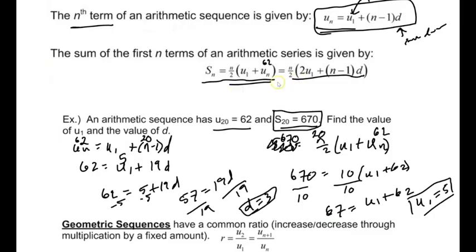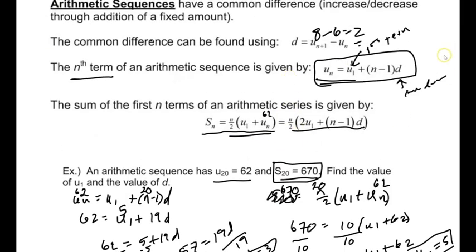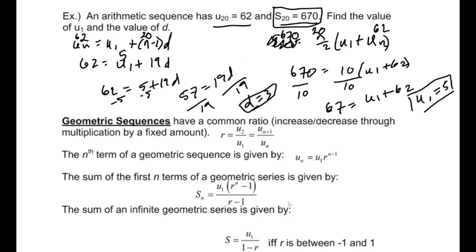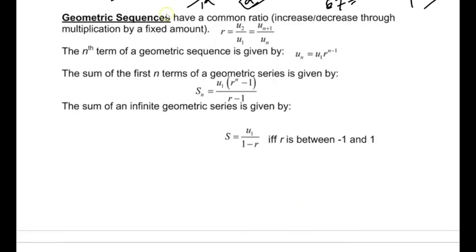So if we're talking about adding and subtracting, look at your formula sheet. It's going to be one of these formulas. If you're talking about a certain term, use that one. If you're talking about a sum of terms, use that one. Sometimes you use both. Let's talk about geometric sequences. Geometric sequences have a common ratio. This is where you multiply and divide each term. For example, if I give you like 10, and then 5, and then 5 halves, and then 5 fourths.